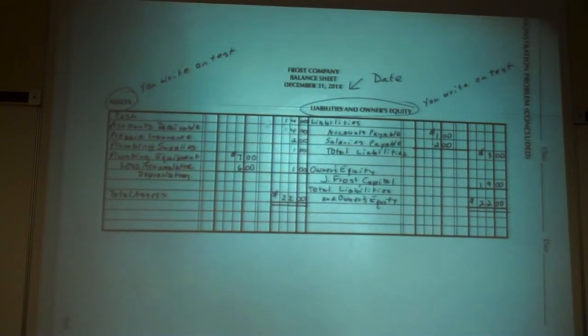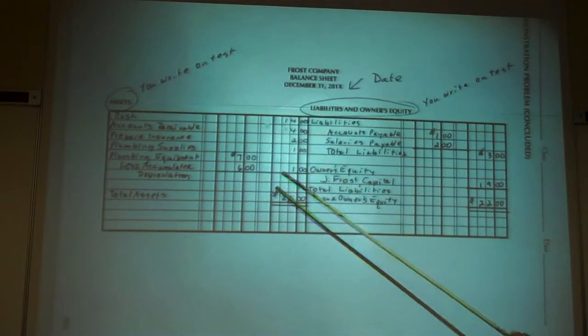Most of you did that on the test. You wrote the heading, assets on the left, and then liabilities and owner's equity. On your totals, make sure you label that total assets and total liabilities and owner's equity on the right side. I think I forgot my $ sign right there, didn't I?